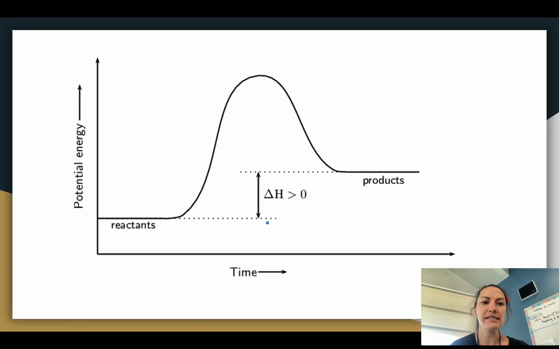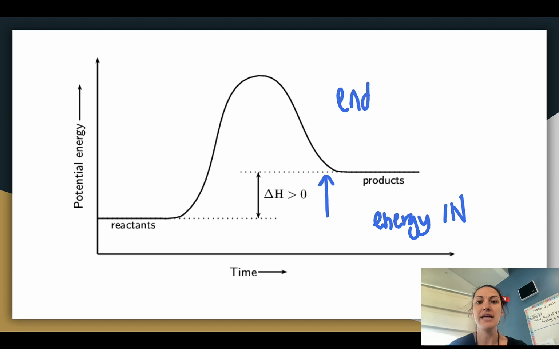So this is an example of showing that energy increase. Because the products is greater than the reactants, we know that energy goes into this reaction, and this would represent an endothermic curve. All right.